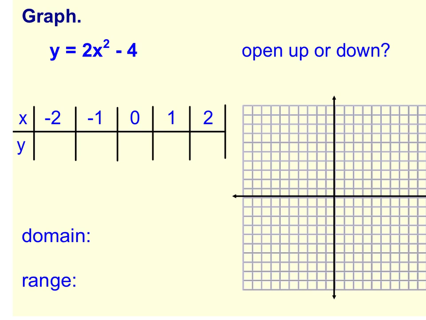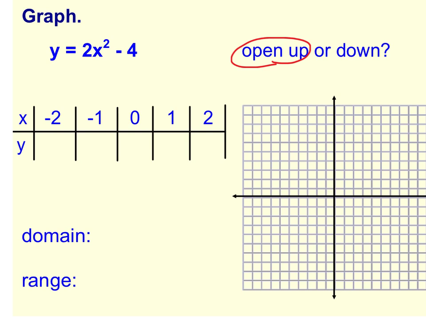Does it open up or down? Well, look at your a value, the number in front of x squared, because our a value is a positive 2. This graph is going to open up. If I end up with a graph that's opening down, that means I made some mistakes in my math over here. So it's a good little checkpoint for you.